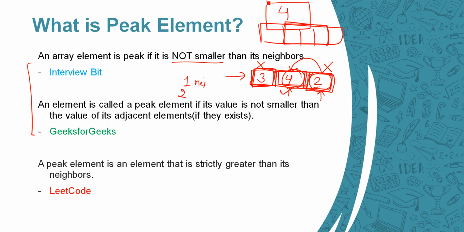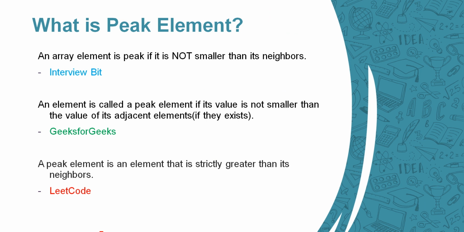So our task is to print all the peak elements in a given array, right? Now what's the difference with the LeetCode definition? According to the LeetCode definition, the peak element should be greater than its neighbors. Here we have discussed not smaller, but that definition says it should be greater than. Let's take an example of 3 and 3. Two elements are there. In this case 3 is not smaller than 3, but it is equal, right? So the condition is not smaller. It can be equal, but it should not be smaller.